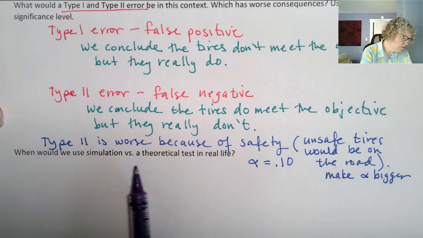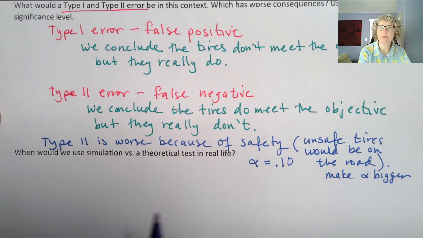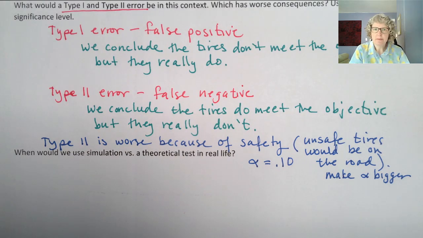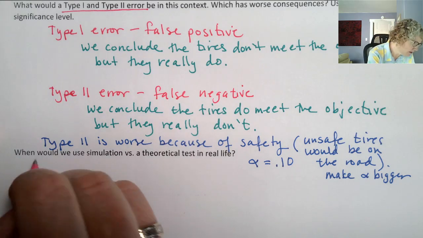One more question here. When would we use simulation versus a theoretical test in real life? Let's put ourselves in this situation of a statistical analyst. Would we do the theoretical or would we do the simulation? Or both? We can use simulation anytime as long as the simulation matches the real life situation. But we can only use a theoretical test if our conditions are met. So that's kind of the trade-off. You can use simulation in more cases sometimes.